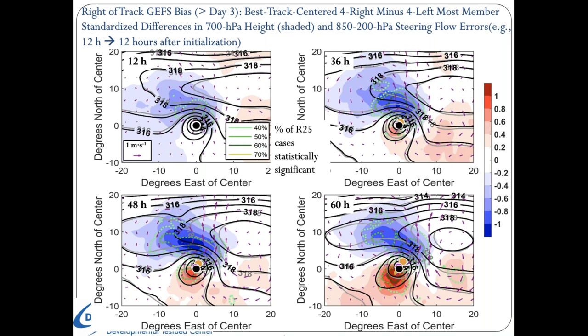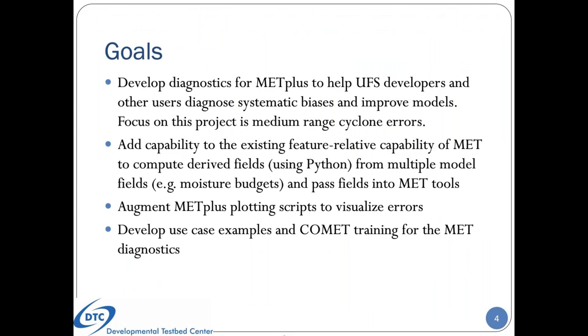How can we investigate these errors? The answer comes in taking a look at diagnostic tools. So the goal of this project is to develop diagnostics for MET Plus that help UFS developers and other users to diagnose systematic biases and improve models. The focus of this project is medium range cyclone errors.